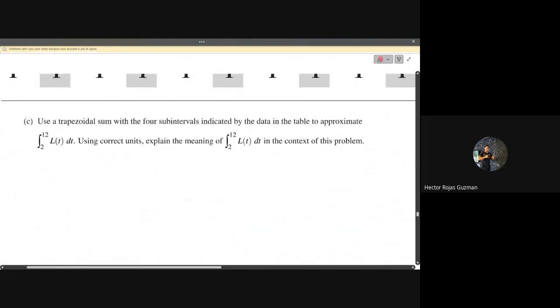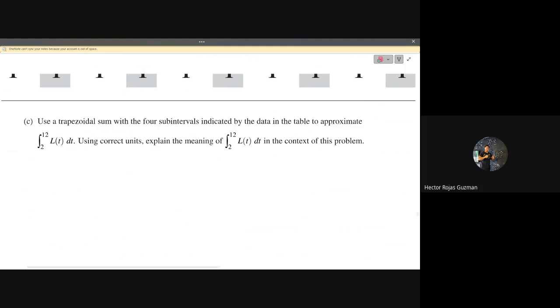C. Use a trapezoidal sum with 4 subintervals to approximate the integral from 2 to 12. All right. So we're going to say that the integral from 2 to 12 of L of t dt equals the sum of 4 trapezoids.